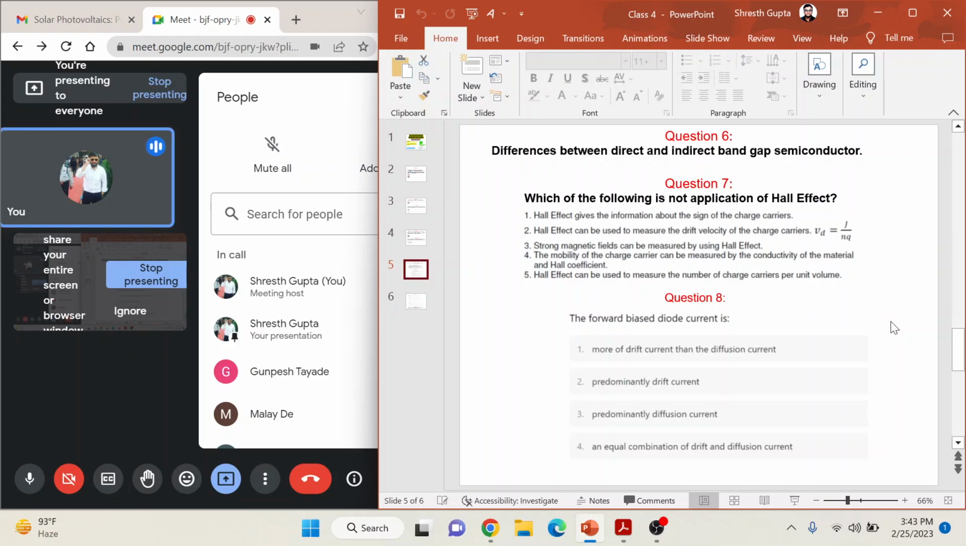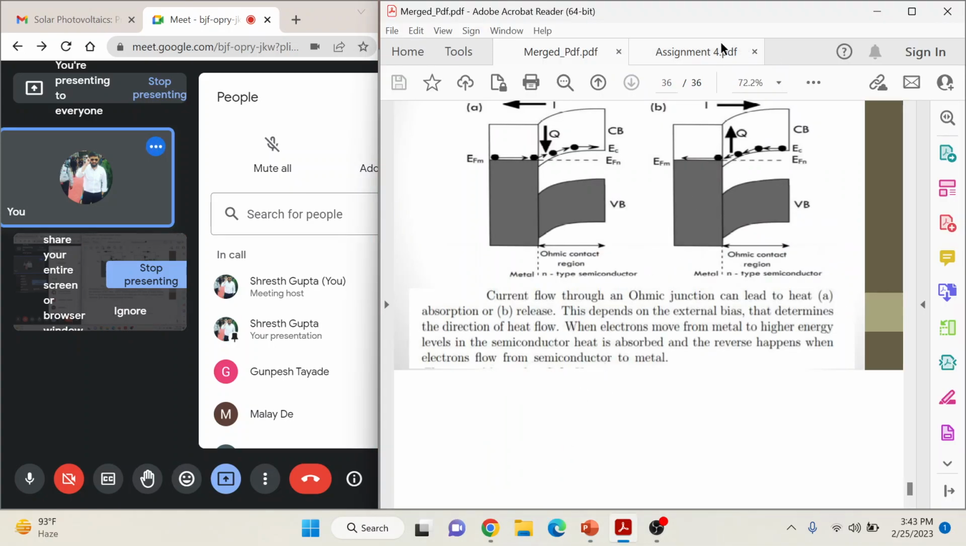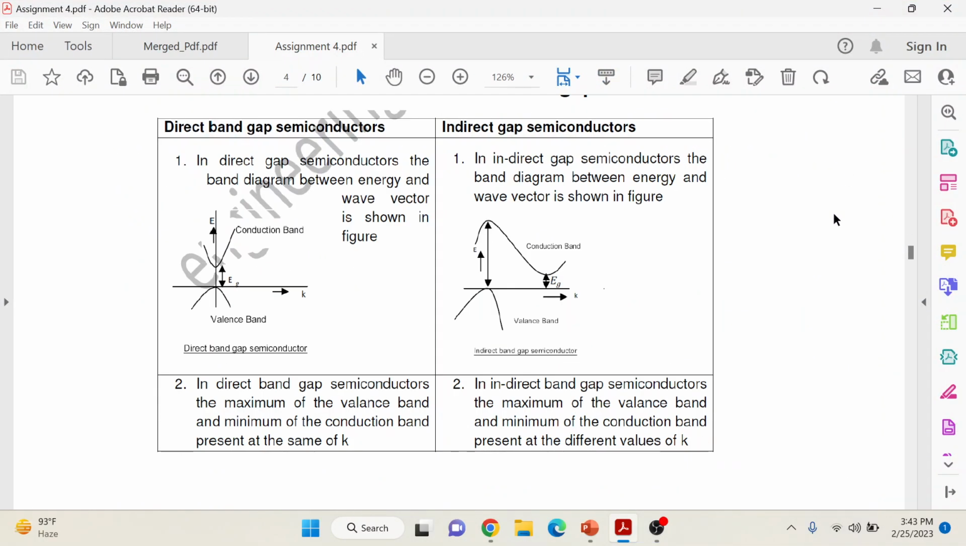You were saying it right. The basic definition is this only. I have already put this in the merged PDF that I'll be sharing, and I have taken the answer from there only. So let me do it full screen this time, just so that the doubt will be clearer.